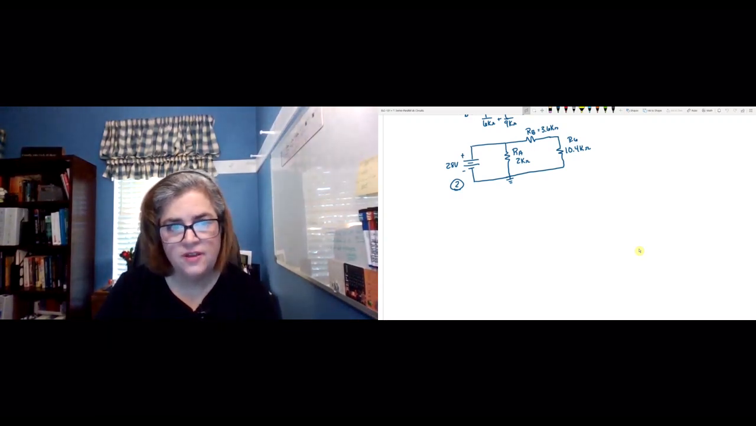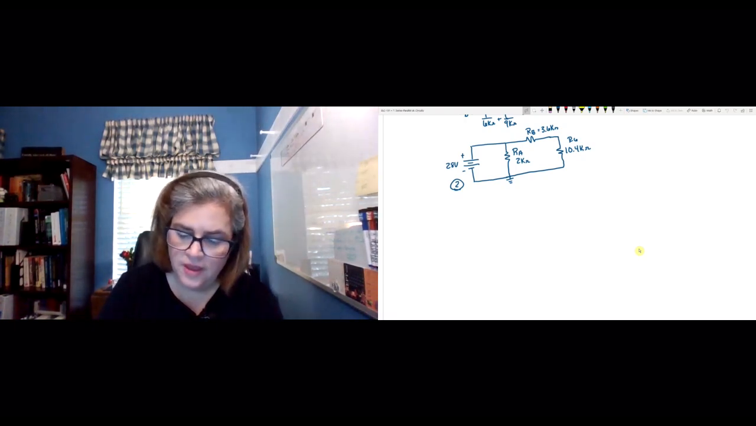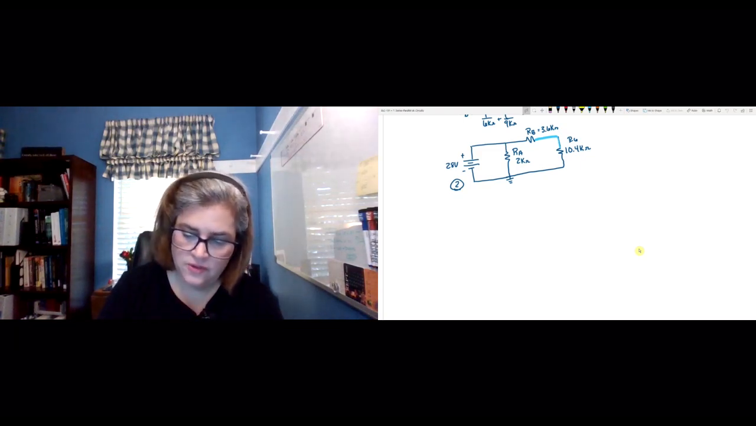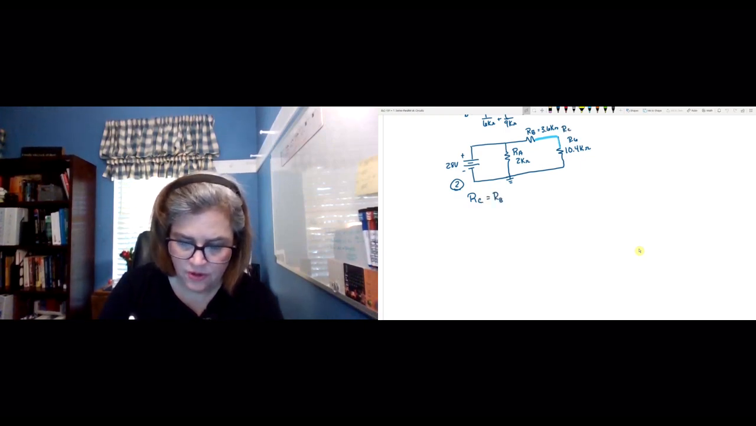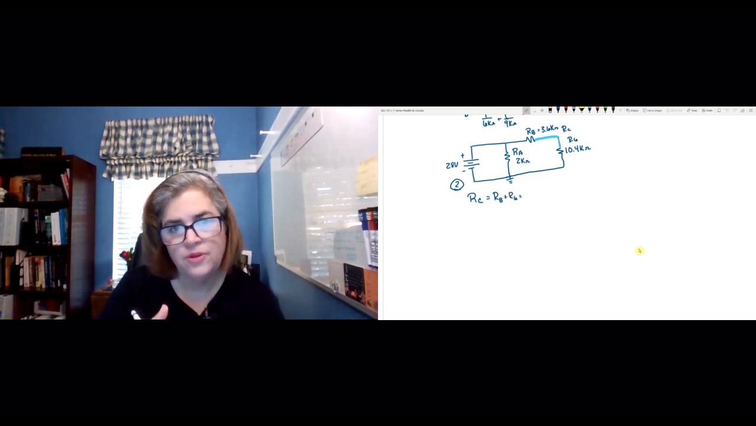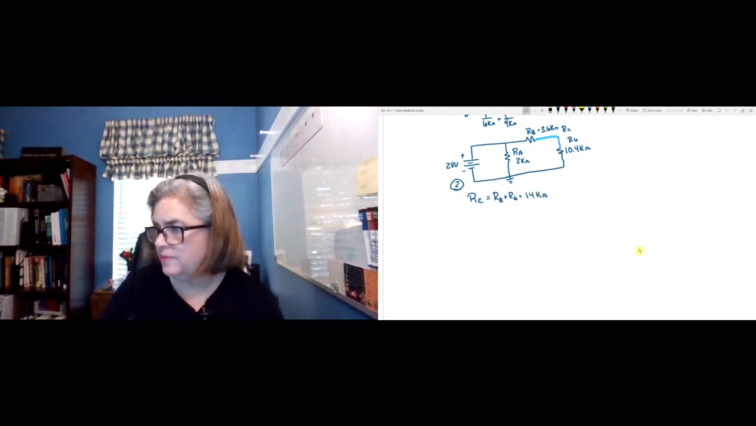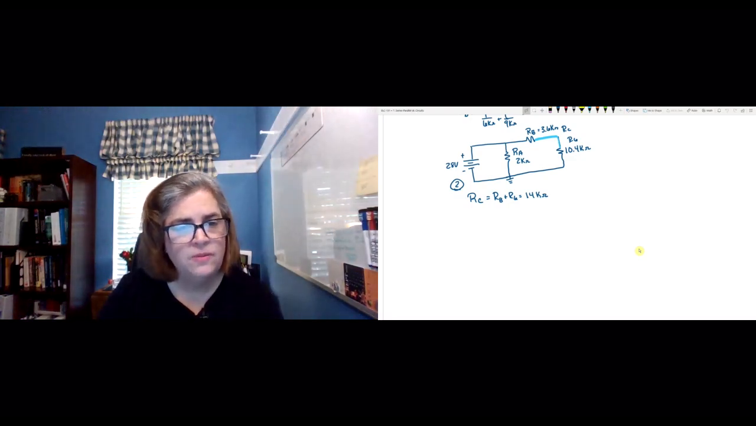All right, now I want to reduce this a little bit further. So I look at RB and R6, and I notice there's one connection between them on this side, and there's nothing else connected between the two. So these are actually in series. I'm going to call that RC right here, which is RB plus R6, which would be 10.4 plus 3.6, or 14 kilo ohms. And that's all I'm going to do for this step.